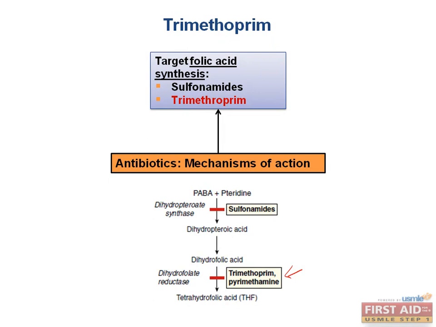Trimethoprim is frequently used in combination with sulfonamides such as TMP-SMX, aka Bactrim. It is used to treat UTIs. Do you remember in what other situation TMP-SMX is used in the context of immunocompromised patients? That's right, it's used for the prophylaxis of Pneumocystis jirovecii pneumonia as well as toxoplasmosis.